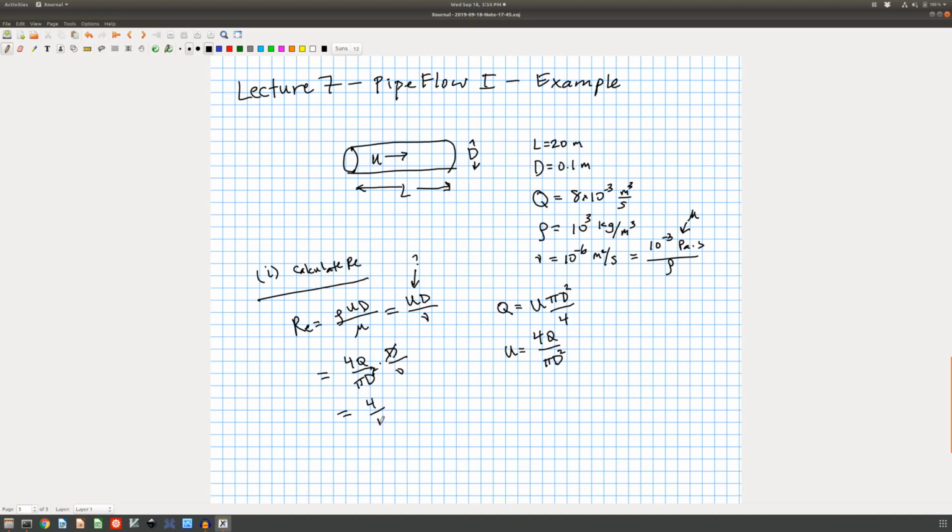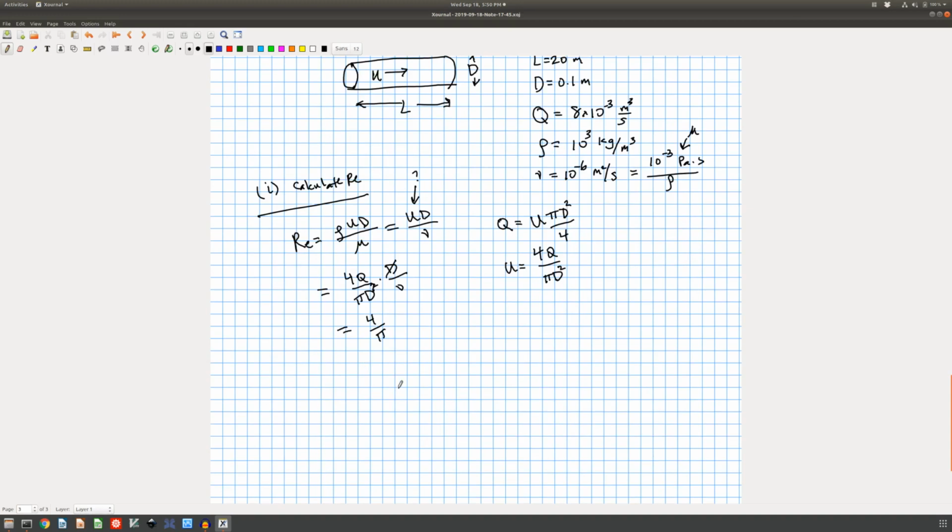We're going to get 4 over pi, sorry my handwriting's kind of sideways, times Q in the numerator and d and nu in the denominator. Now we just need to plug in Q, plug in d, plug in nu, and I'll let you plug that into a calculator yourself. What we get out is 1.02 times 10 to the fifth. And what are the units? No units. That you can use to check yourself.